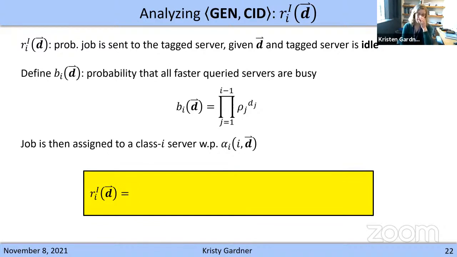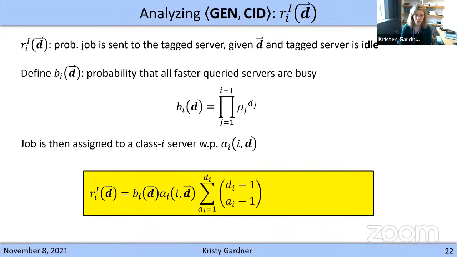Our R function for an idle class I server starts with the probability that all faster queried servers are busy. This needs to happen in order to send our job to our tagged server. We then need to decide to send the job to a class I server. This is our alpha probability. And then we need to think about the number of idle class I servers that were included in the query. So our last term says, out of the d_I class I servers that were queried, how many of them were idle? That's what this combinatorial term at the end is telling us. And that's our R function.